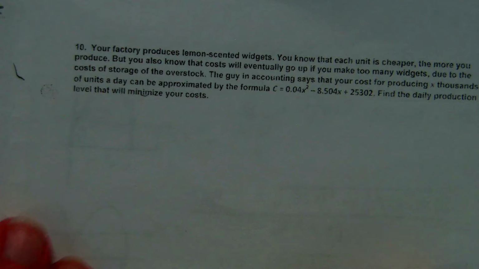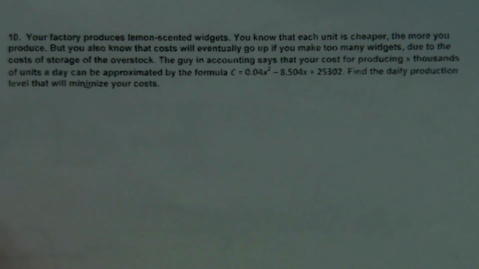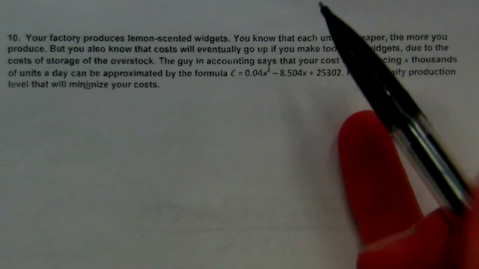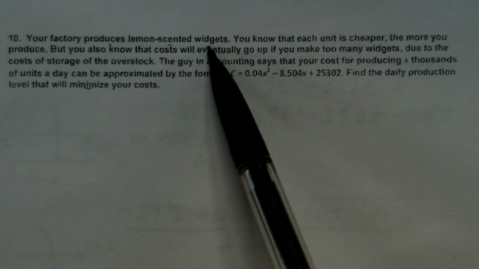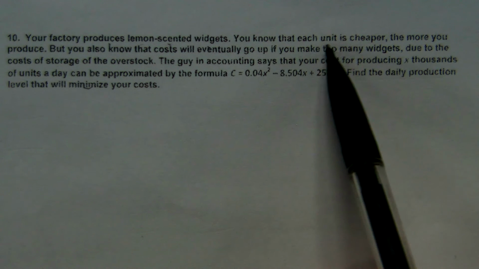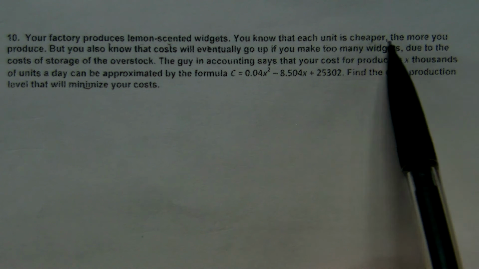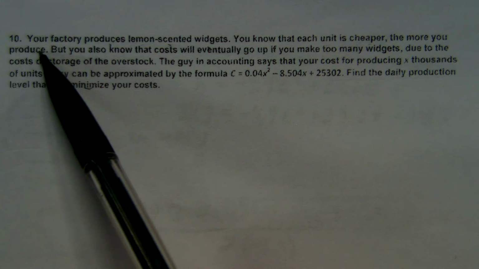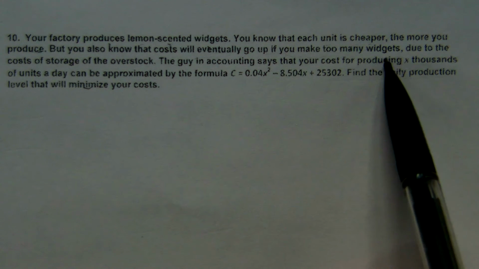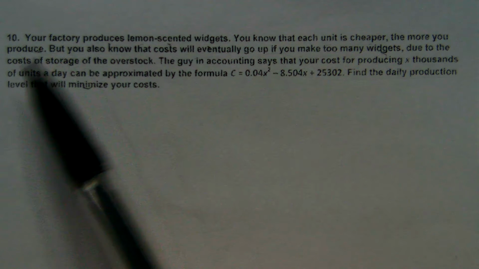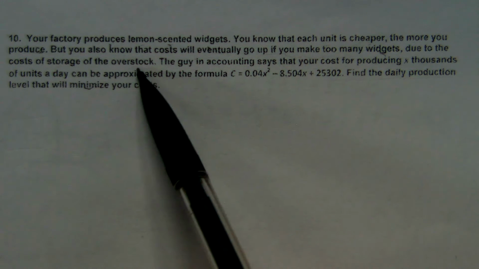All right, so let's go over to number 10. I'm trying to zoom in because it's really tiny print. Okay, your factory produces lemon-scented widgets, whatever a widget is. You know that each unit is cheaper the more that you produce. So the more you make, the cheaper it is. But you also know that costs will eventually go up if you make too many widgets due to the cost of storage of the overstock.